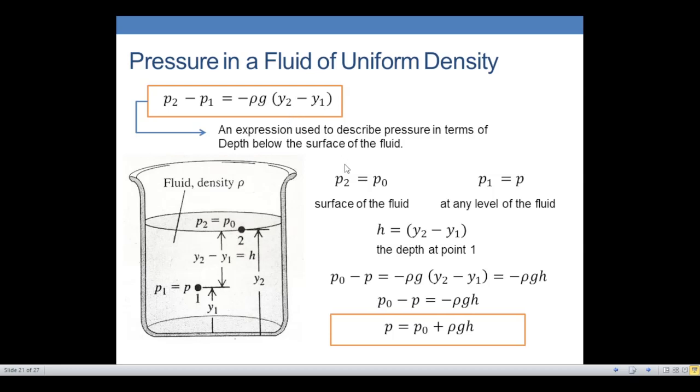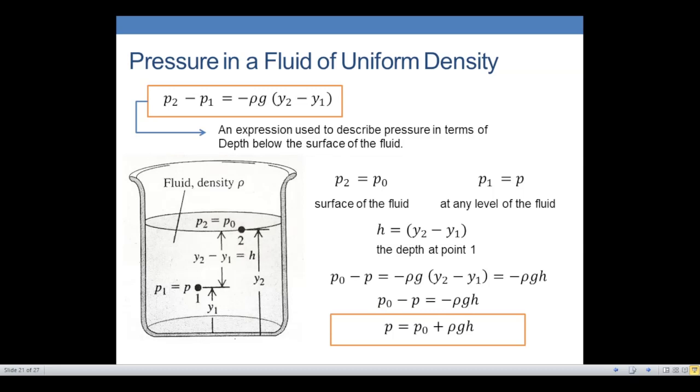We discussed how we come up with this expression. Okay. Now this expression is used to describe pressure in terms of depth below the surface of the fluid. Ibig sabihin, that describes pressure in a different elevation inside the fluid. Okay? So there is a change. There is a change of pressure as we move up and down inside the body of the fluid. Okay, for example, in a liquid.